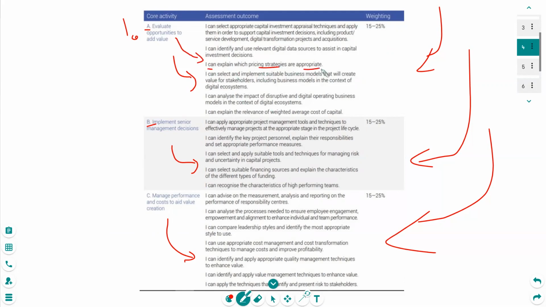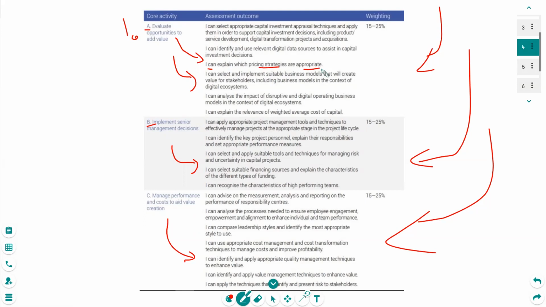For a very simple example, under core activity A, the 4th I-CAN statement is, I can explain which pricing strategies are appropriate. This means that in your exam, they might ask you what is the appropriate pricing strategy for your company, the fictional company that they give you, which will be released later on. You will be able to answer this if you have good knowledge from the P2 syllabus, where you have studied price skimming, penetration pricing, loss leader pricing, all of those different strategies. You will only be able to explain if you have gone through your P2 material.